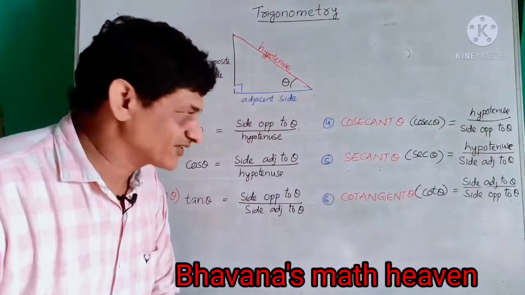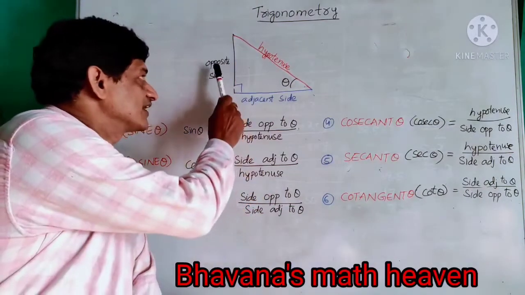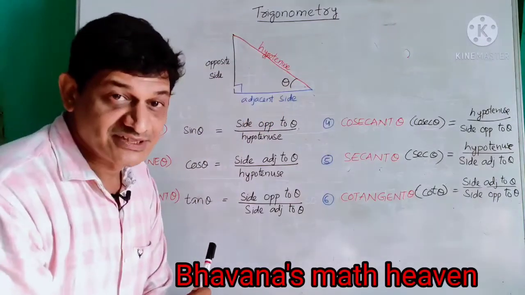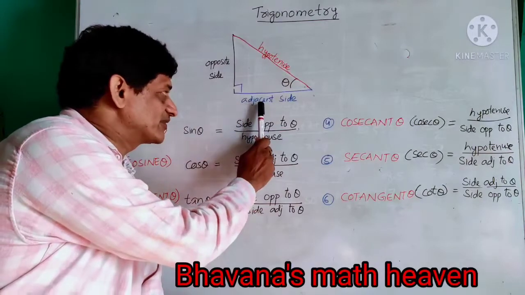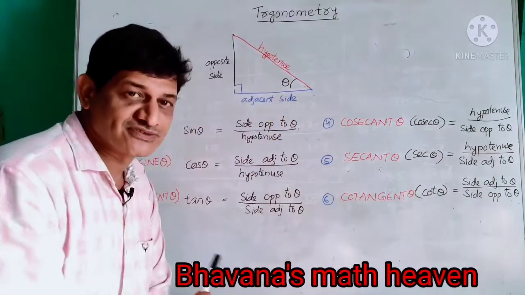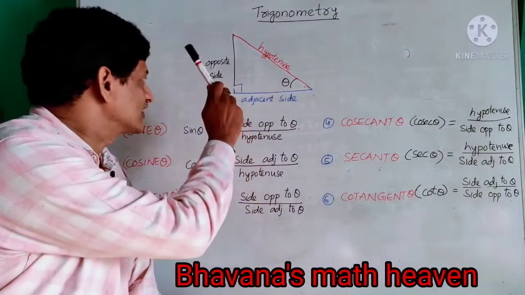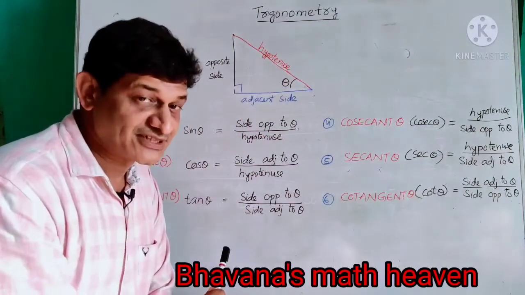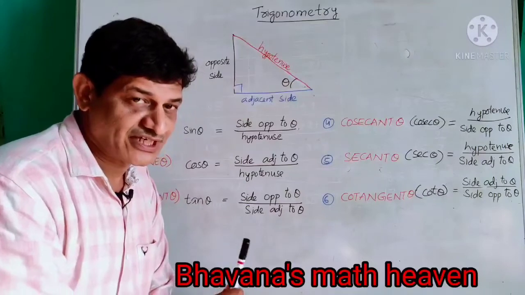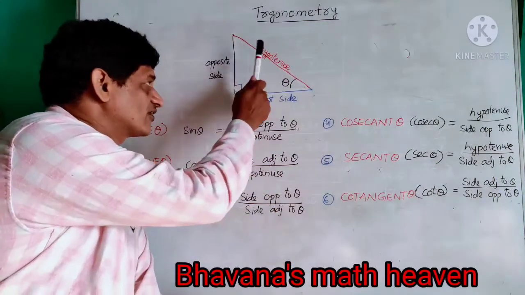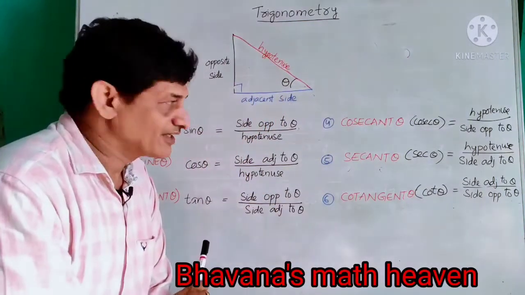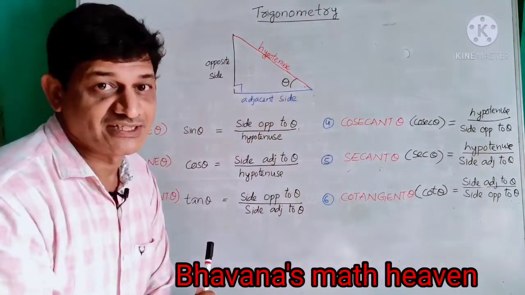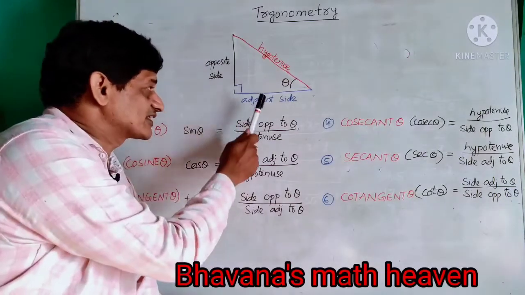So what are those six ratios? One is the ratio between opposite side and hypotenuse. The second one is the ratio between adjacent side and hypotenuse, and the third one is the ratio between opposite side and adjacent side. These are the three main ratios.